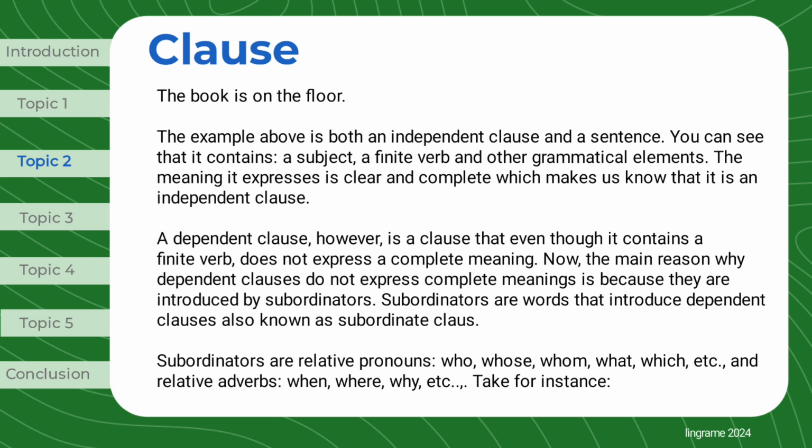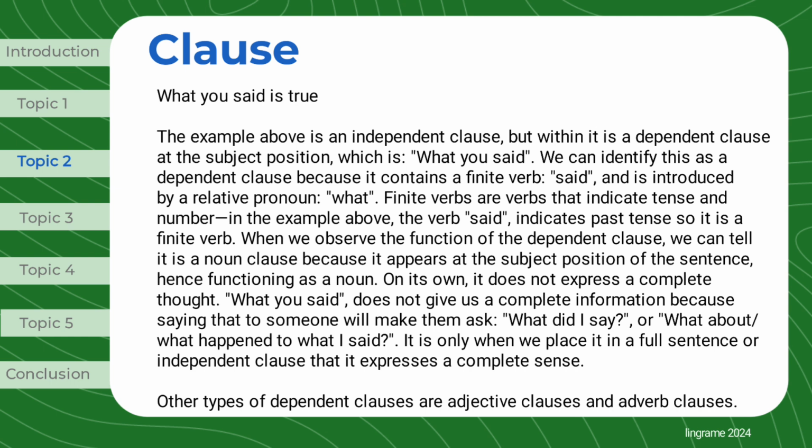Take for instance, what you said is true. The example above is an independent clause, but within it is a dependent clause at the subject position, which is, what you said. We can identify this as a dependent clause because it contains a finite verb, said, and is introduced by a relative pronoun, what. Finite verbs are verbs that indicate tense and number. In the example above, the verb said indicates past tense, so it is a finite verb.